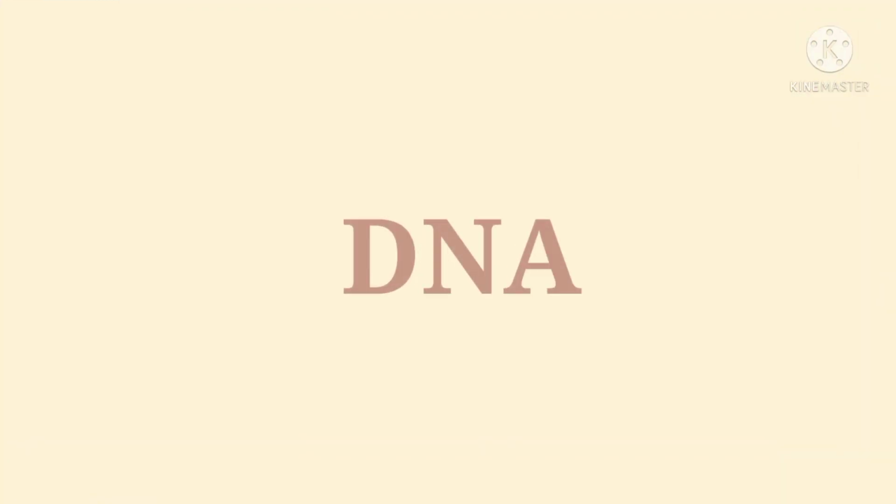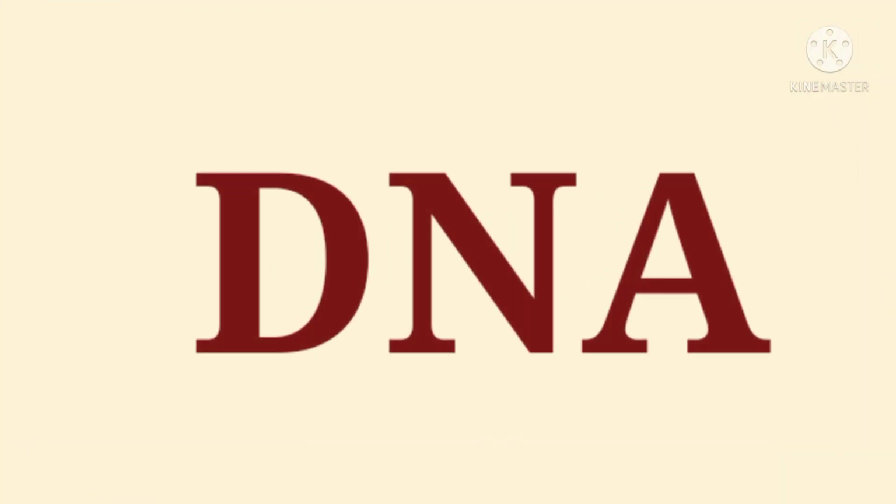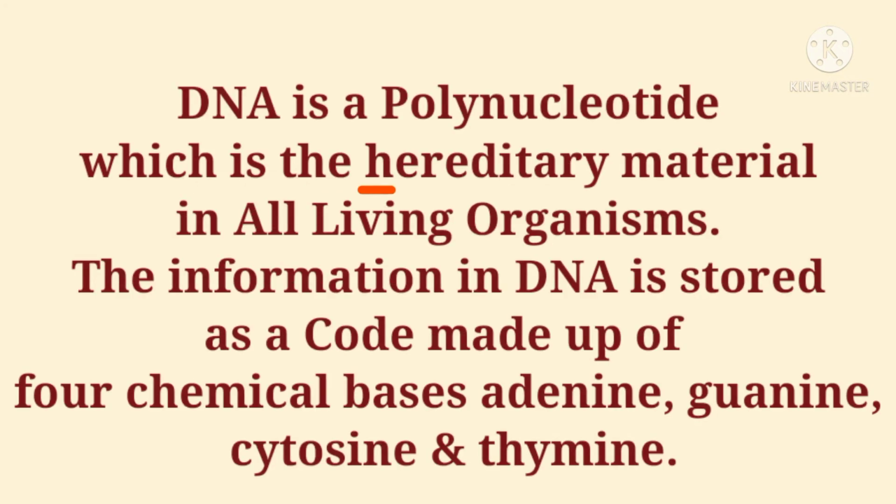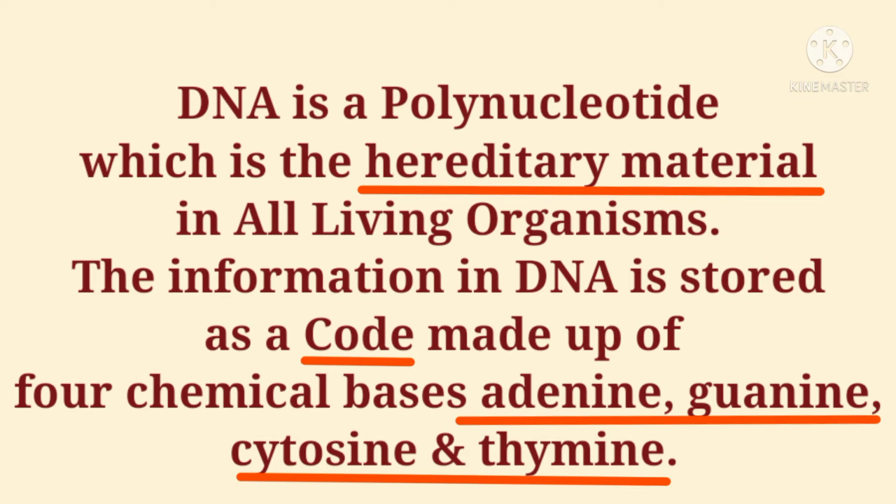Next, we are going to see about DNA. DNA is a polynucleotide which is the hereditary material in all living organisms. The information in DNA is stored as a code made up of 4 chemical bases: adenine, guanine, cytosine and thymine.